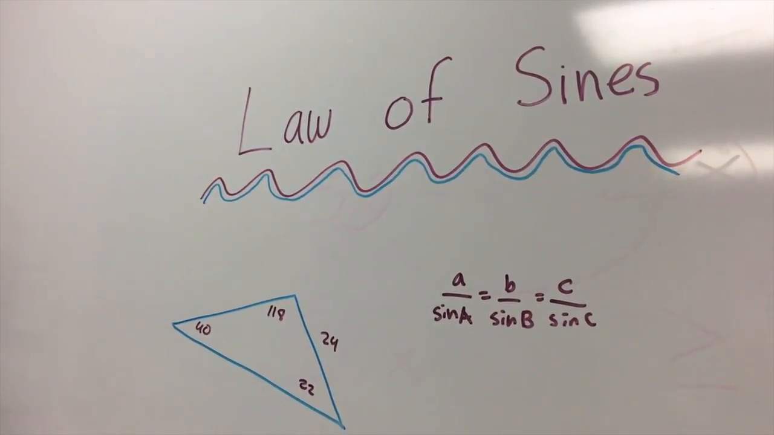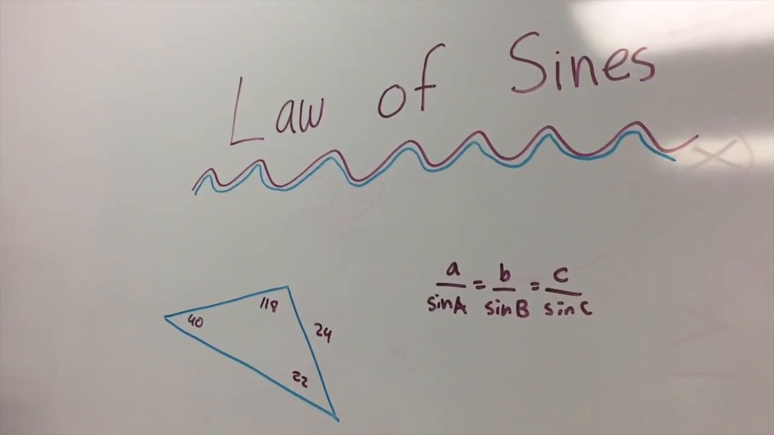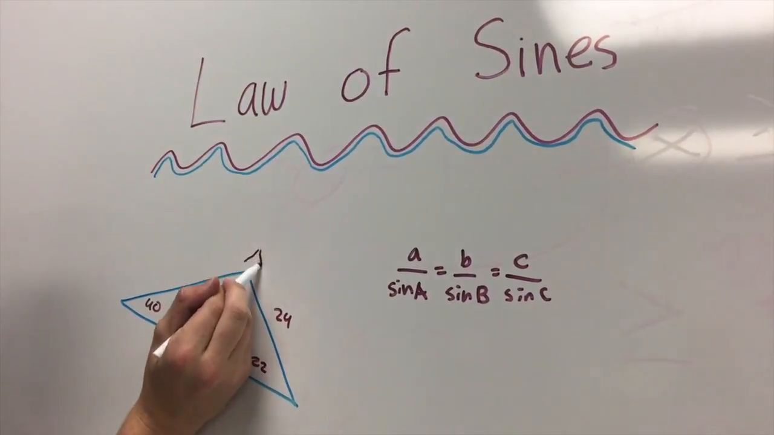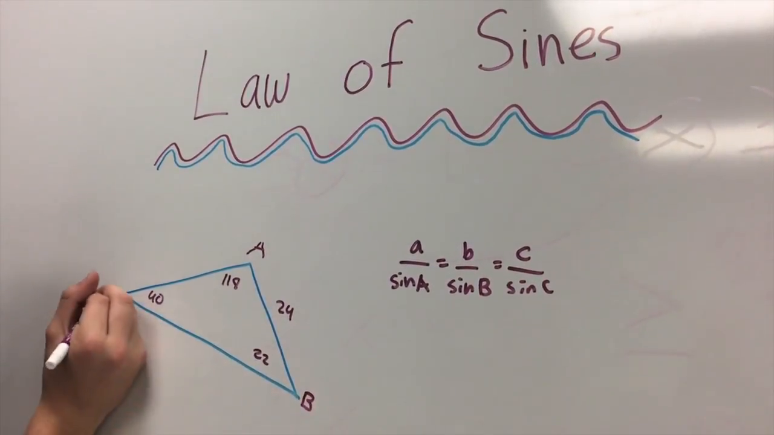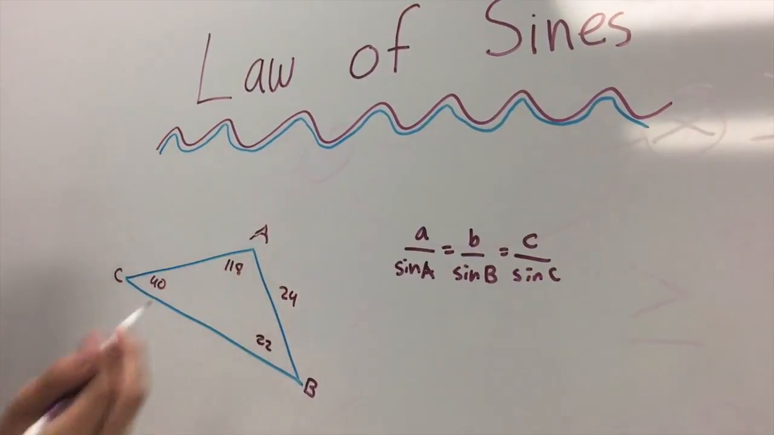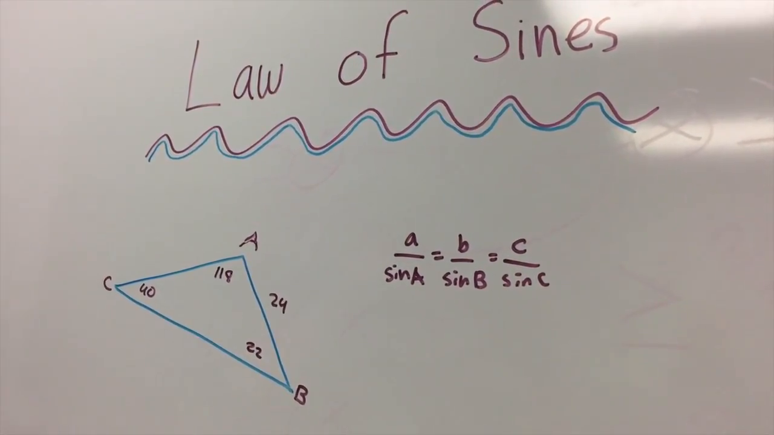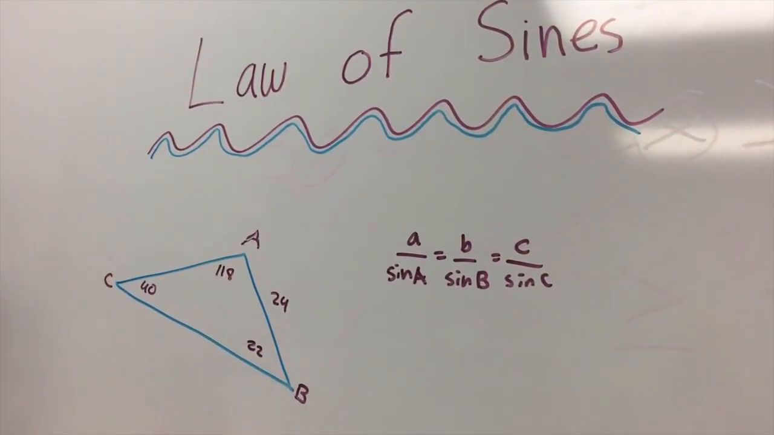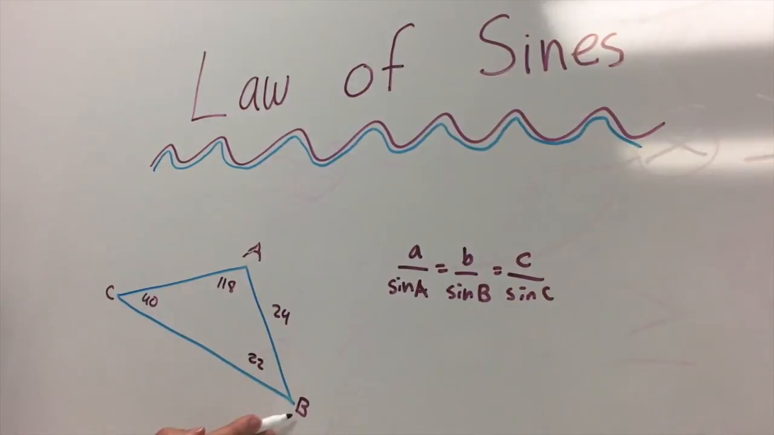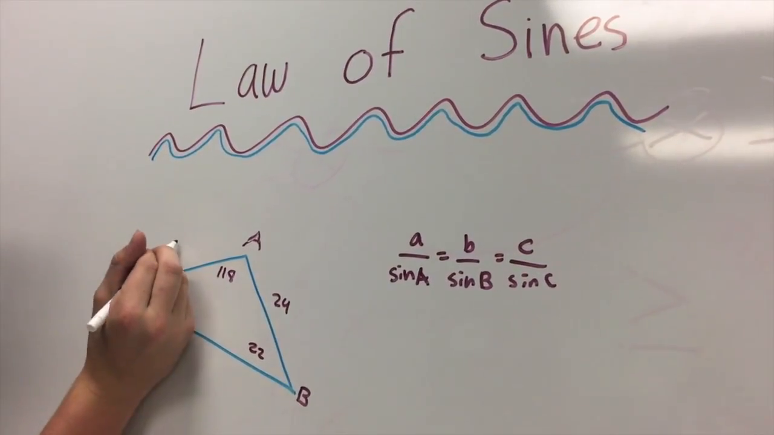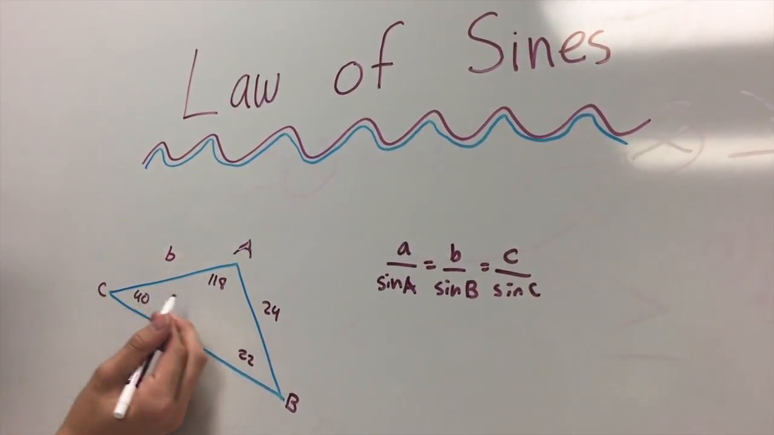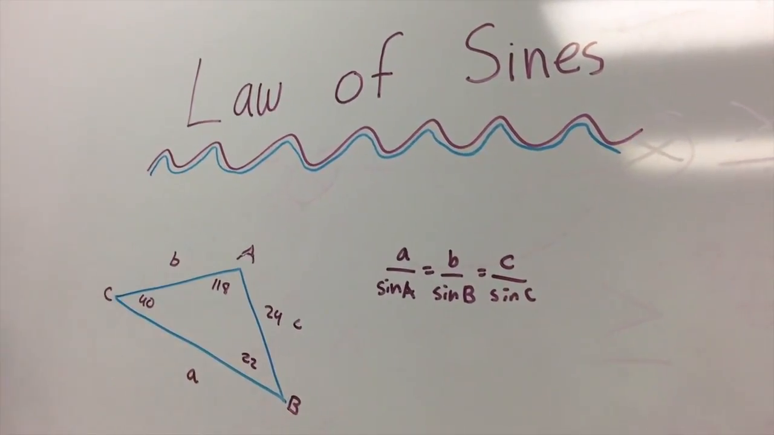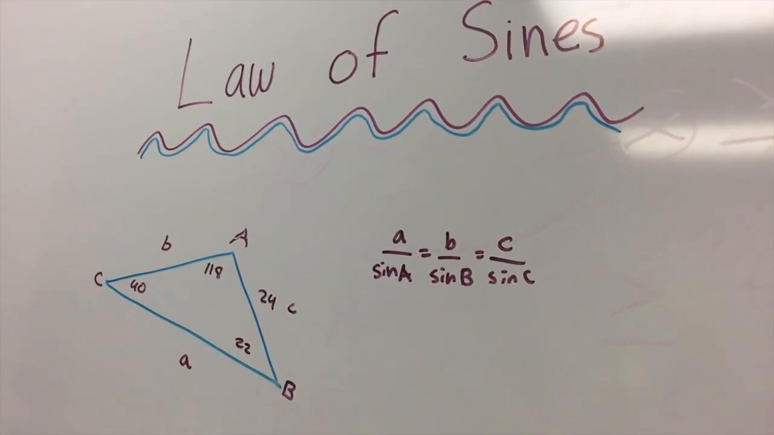Now, we want to label the triangle first, and we can label in any order we want. We label A, B, C for the angles. So we'll label this one A, this one B, and this one C. There'll be capital letters for the angles, but it does matter where you label your sides. Your sides have to correspond with the angle. So directly across from B will be side B, directly across from C will be side C, and directly across from A will be side A.